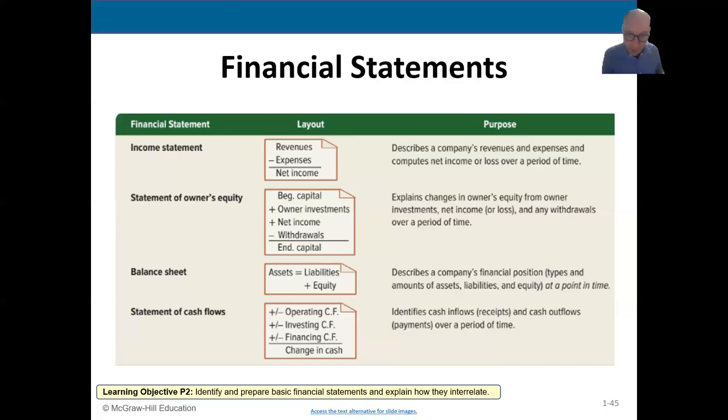The balance sheet of the business represents all of the asset accounts and their balances, all of the liability accounts and their balances, and all of the equity accounts and their balances at any point in time. The balance sheet is representative of the accounting equation.